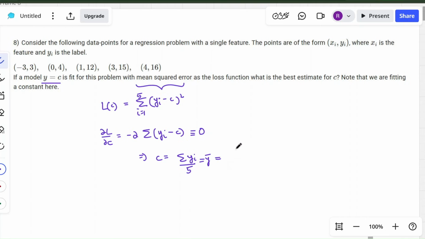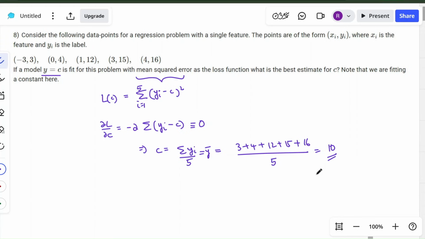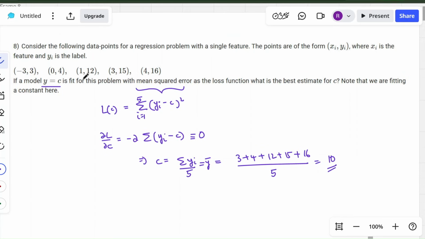So y bar is nothing but 3 plus 4 plus 12 plus 15 plus 16 divided by 5. So this is 7 plus 12, which is 19, 19 plus 15, which is 34, and then 16 is 50, 50 by 5 is 10. 10 is the final answer. But this kind of logic can actually be applied to any model, right? It's just c now. It could be anything else as well. It could be a line which forcefully passes through the origin.